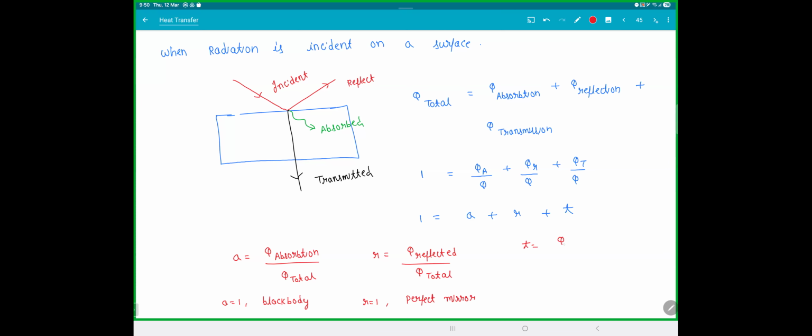T is transmission by total. What if T is equal to 1? It's a transparent material. Think of air. Whatever light that passes through the atmosphere, most of it comes to you. It doesn't get absorbed, doesn't get reflected. So you can think of air as transparent. Clear with this?